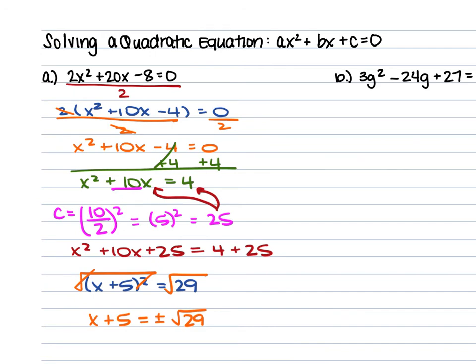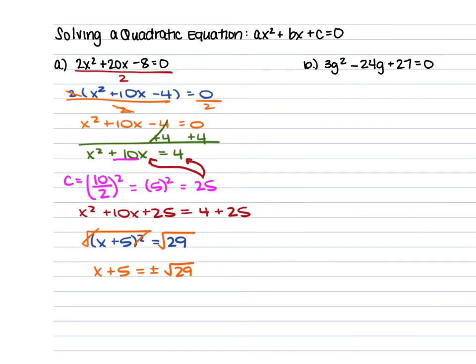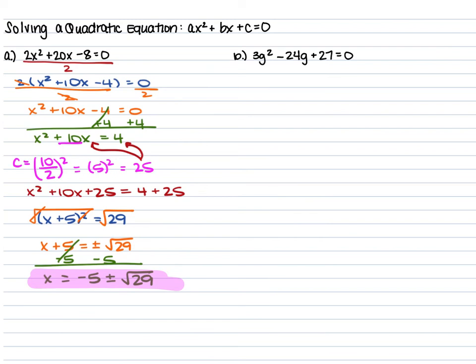From here, we're going to move the 5 over by subtracting it from each side. Remember, it goes in front of the radical term, so x is equal to negative 5 plus or minus the square root of 29. For example B, we have 3g squared minus 24g plus 27 is equal to 0. Again, we're going to divide everything by 3, and that 3, again, will just disappear.